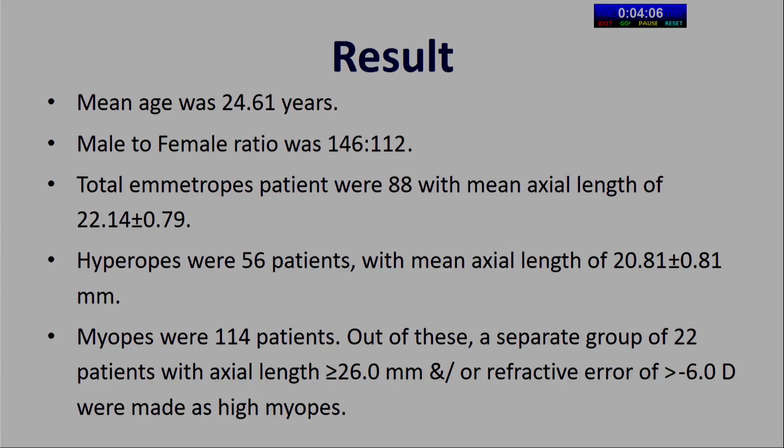So when we look at the results, the mean age of the patients was 24.61 years, male-female ratio was 146:112. Total emmetrope patients were 88 with mean axial length of 22.14. Hyperopes were 56 patients with mean axial length of 20.81. Myopes were 114 patients. Out of this, a separate group of 22 patients with axial length of more than 26 and or refractive error of more than -6 diopter were made as high myopes.